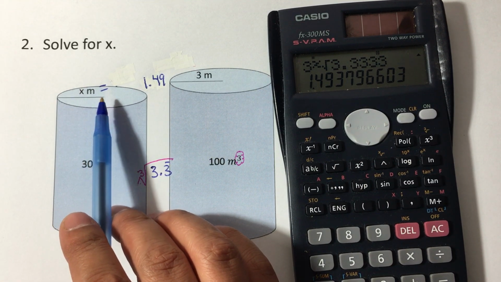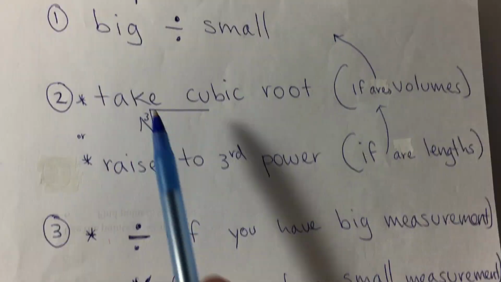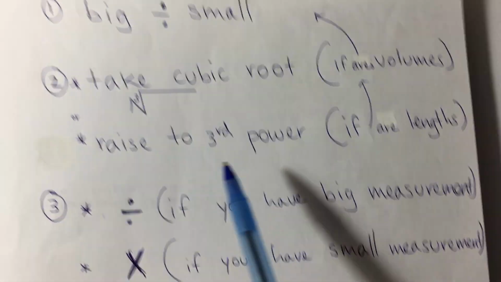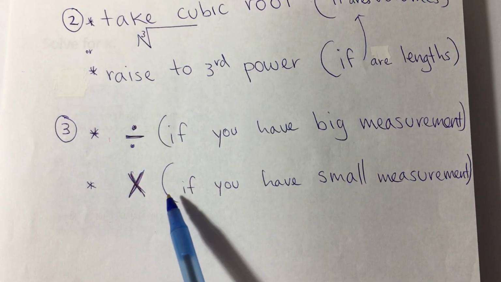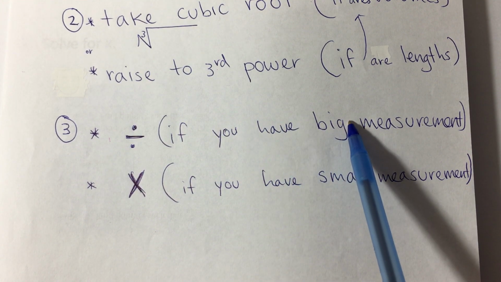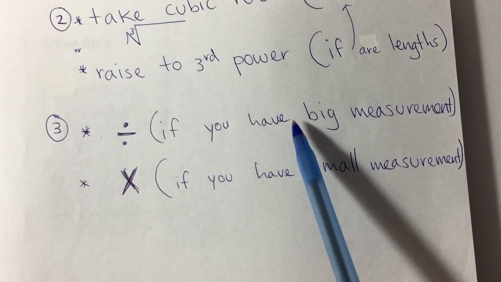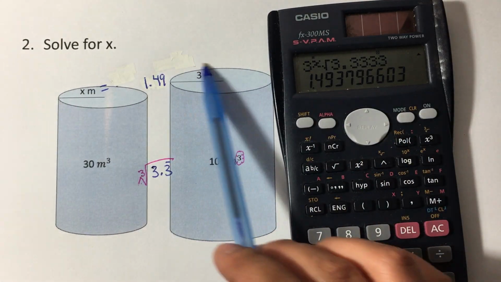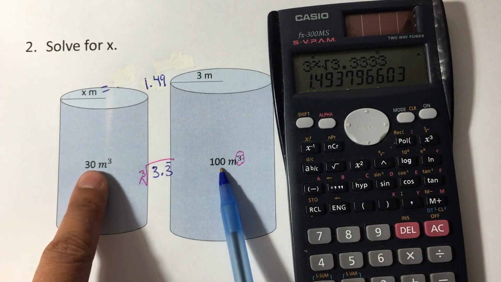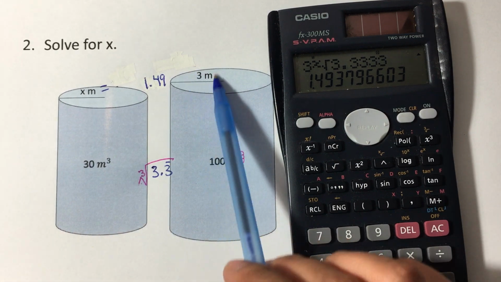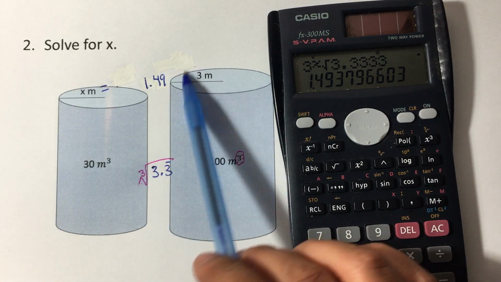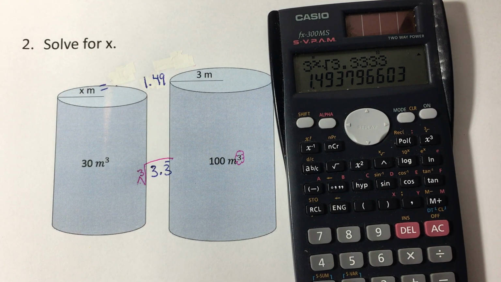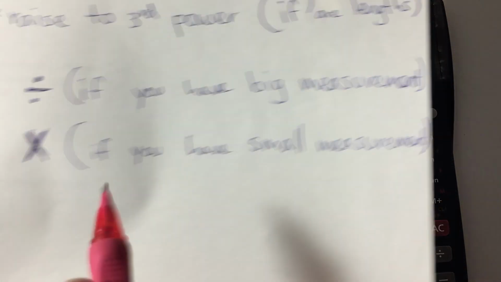Again, the last step after we take either the cubic root or raised to the third power, we have to either divide or multiply. Which figure do I have the measurement of? The big one or the small one? Do I have the big length or the small length? By looking at the volumes, I notice that I have the big length. Okay, and so what do I do? I'm going to divide. If it's the big one, we divide.